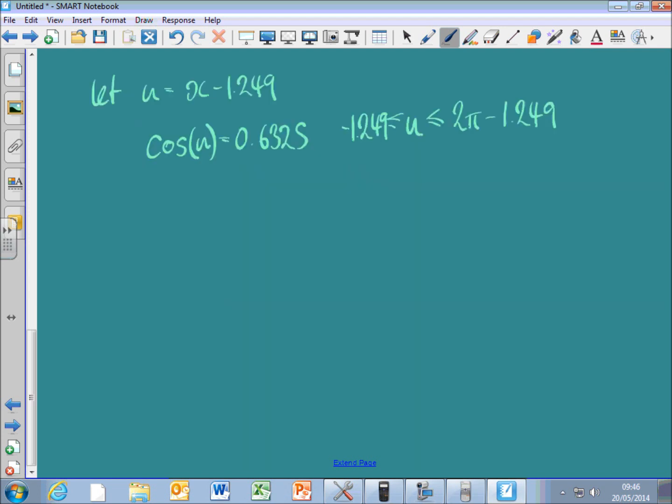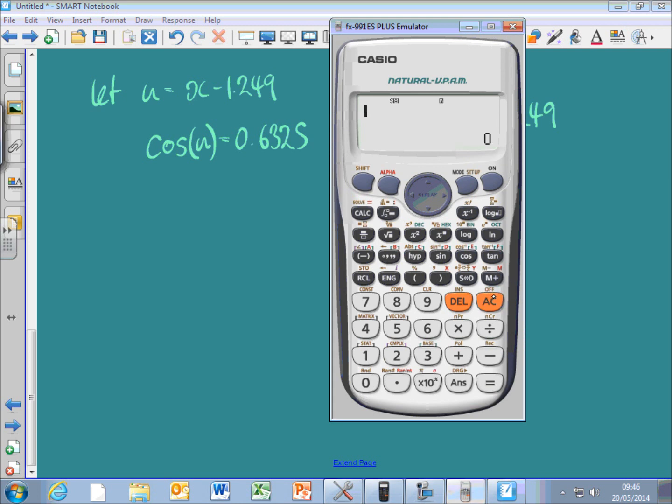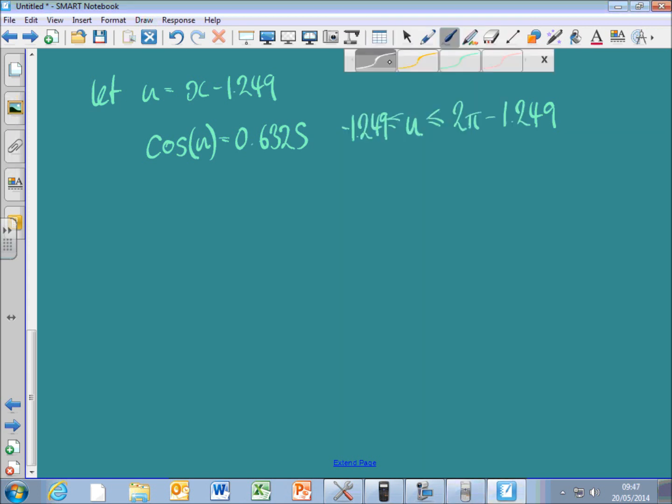Okay, so I just do inverse cosine on my calculator to find a value of u. Inverse cosine 0.6325, and I get a value of u of 0.886.